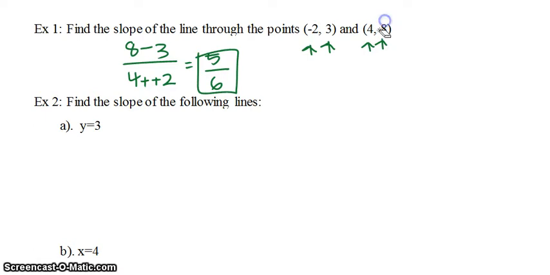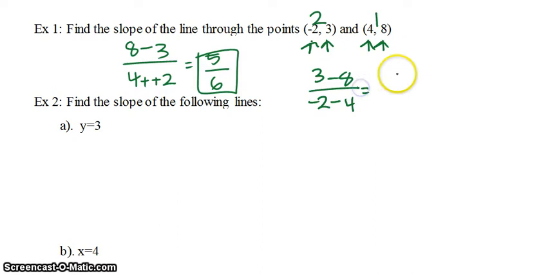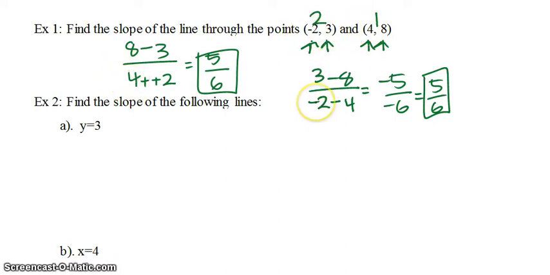But again, it doesn't matter which order you choose. If I were to say this is my second one and this is my first point, I could still do that as long as I'm consistent. So y2, which is 3, minus y1, which is 8, over negative 2, which is x2, minus 4. That's going to give me negative 5 over negative 6, which reduces to 5/6. Same thing, it does not make a difference. You just have to make sure that they match up. If you're going to put the 8 first over here, then the 4 has to be first over here. Or 3 first, then the negative 2 has to be first.